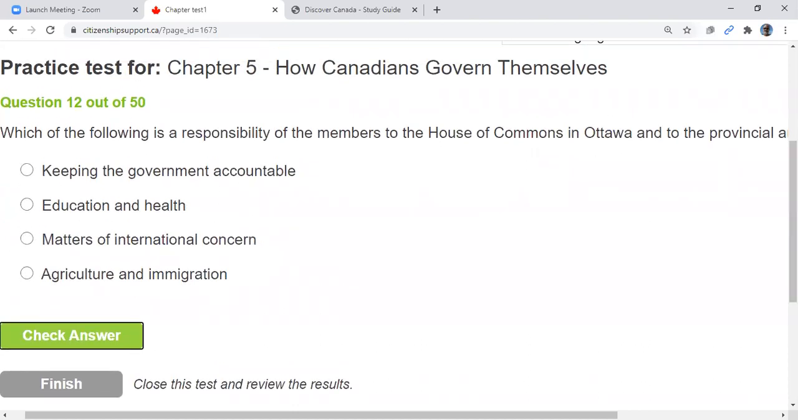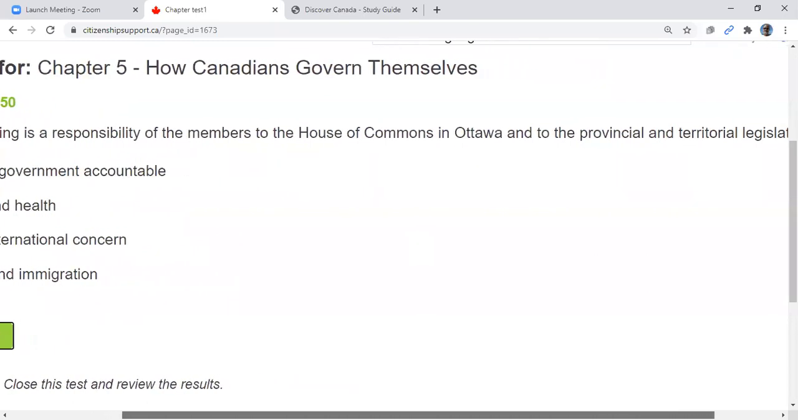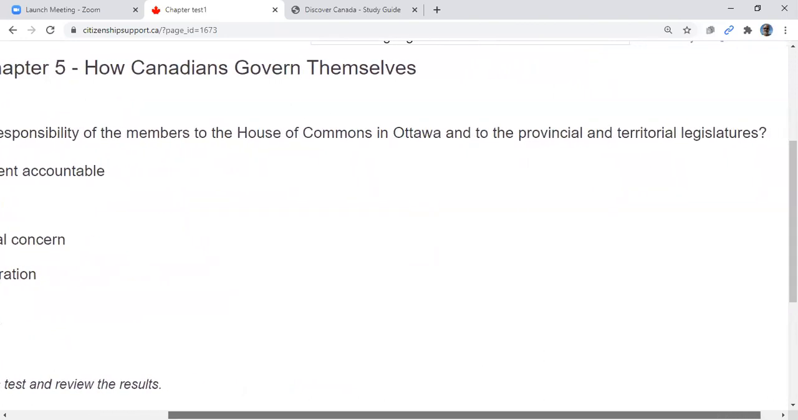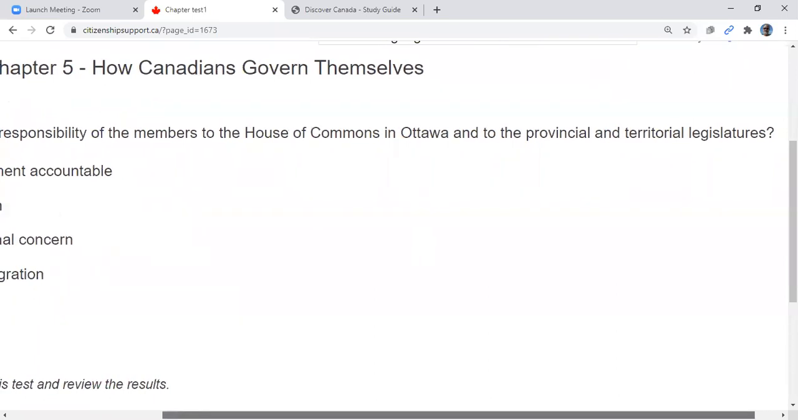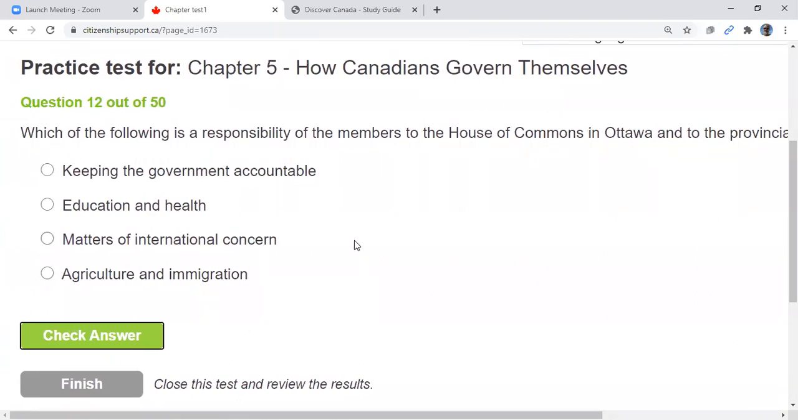Okay. I didn't see. Okay. Which of the following is the responsibility of the members to the House of Commons in Ottawa and the provincial and territorial legislatures? Can you read that? I'm sorry. But I didn't see any answer. Yeah, that's good. Okay, there we go. So what are the things? Remember, there are two things that the federal government and the provinces work at together. That's what they're asking again.